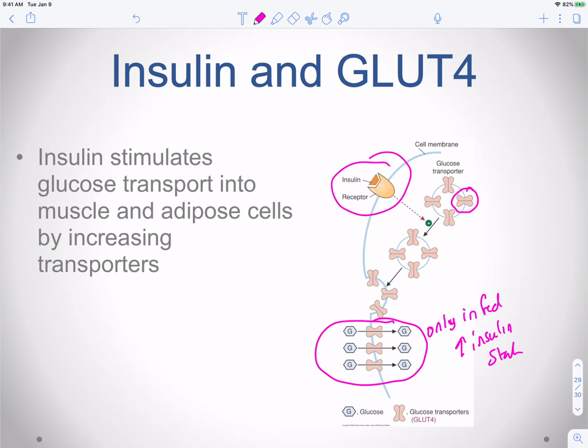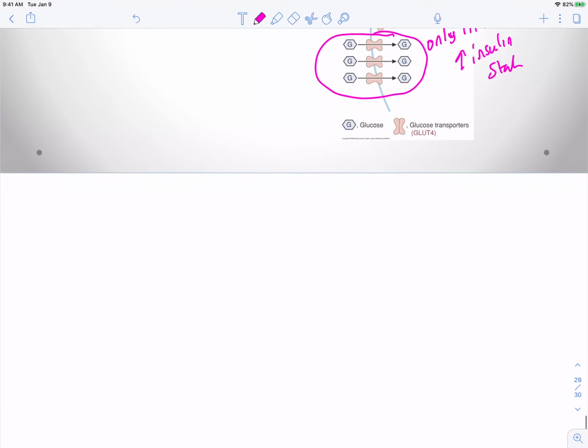Okay, and so that's the end of our digestion.